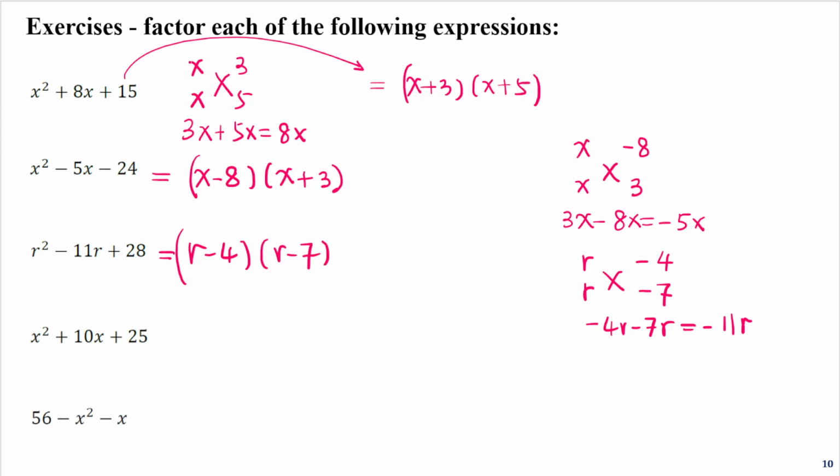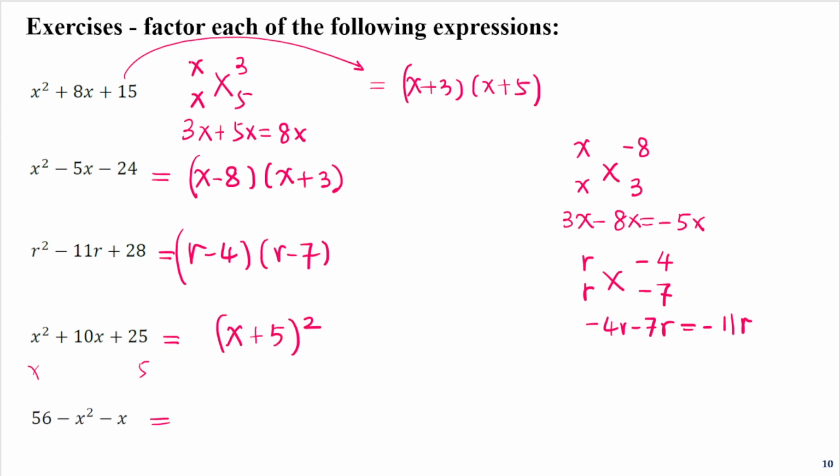Okay, next one, x squared plus 10x plus 25. And we can directly use a formula, right? Because x times 5 times 2 is 10x. So you can just directly write x plus 5 squared.